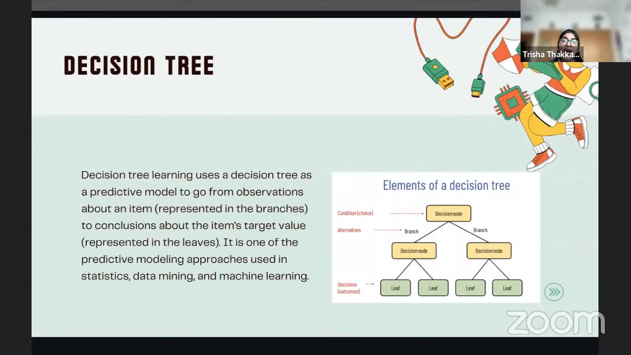Decision tree. Decision tree learning uses a decision tree as a predictive model to go from observations about an item, which are represented as the branches, to conclusions about the item's target value, which are represented in the leaves. It is one of the predictive modeling approaches that are used in statistics, data mining, and machine learning. In the figure over here, we have the leaves and we have the different branches.